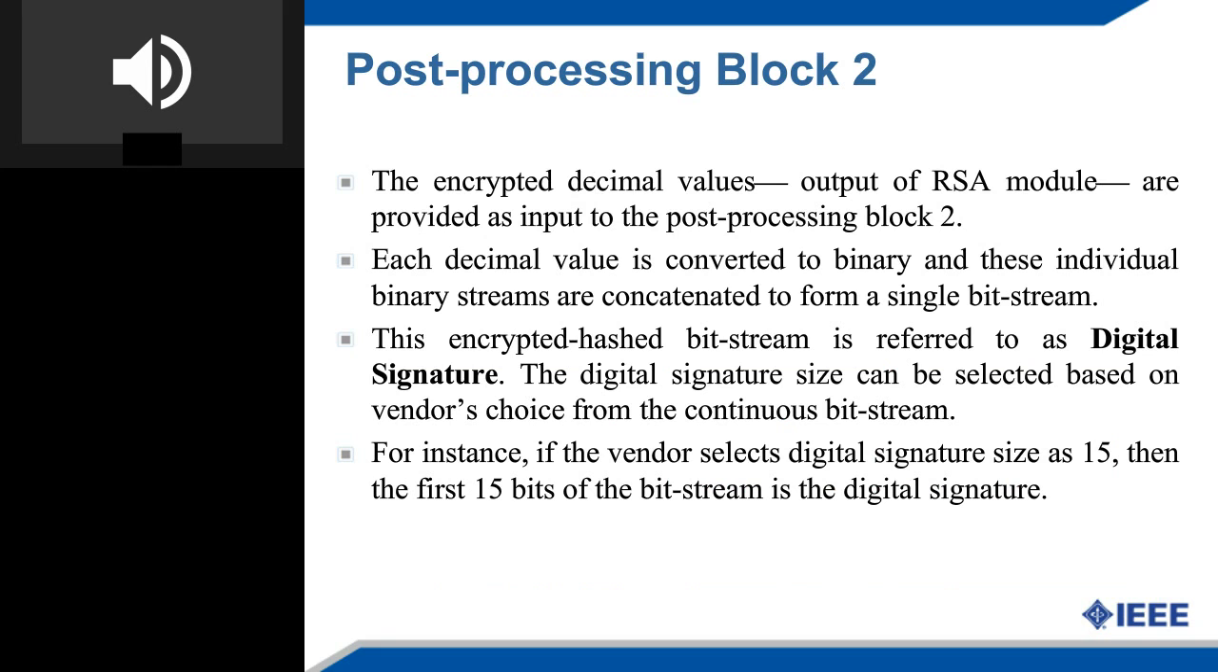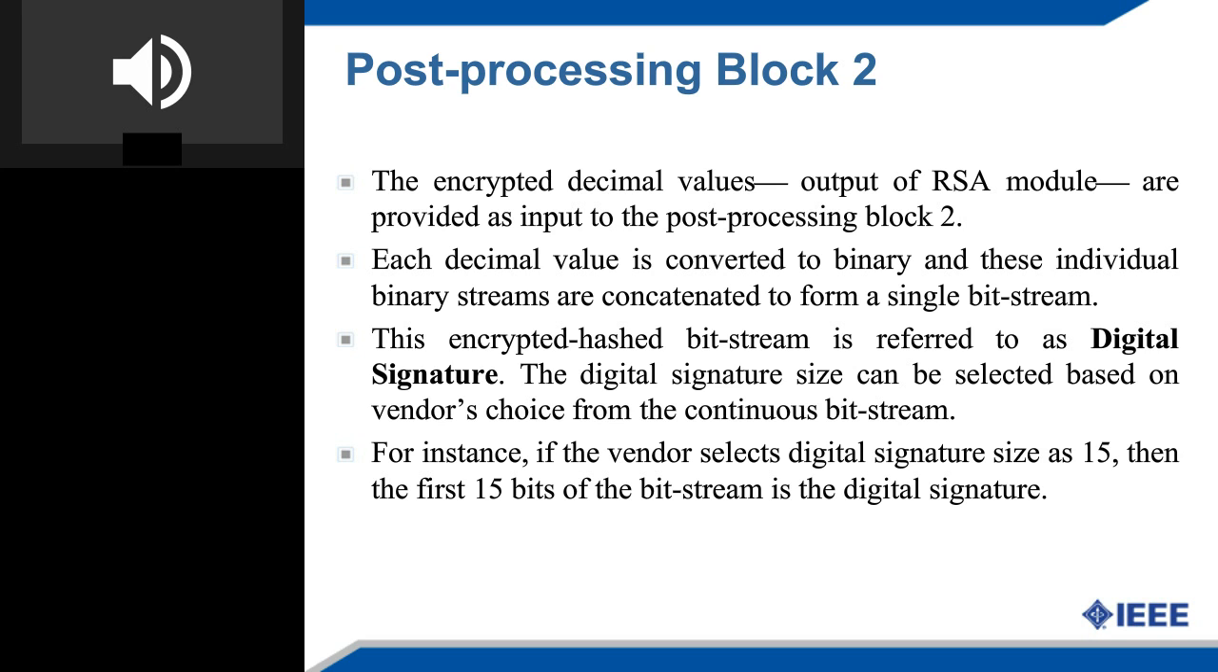In post-processing block number 2, the encrypted decimal values, which are the output of the RSA module, are provided as input. Each decimal value is converted to binary, and these individual binary streams are concatenated to form a single bit stream value. The point of concatenation is very critical, and only the authentic and original IP vendor will have information on the points of concatenation.